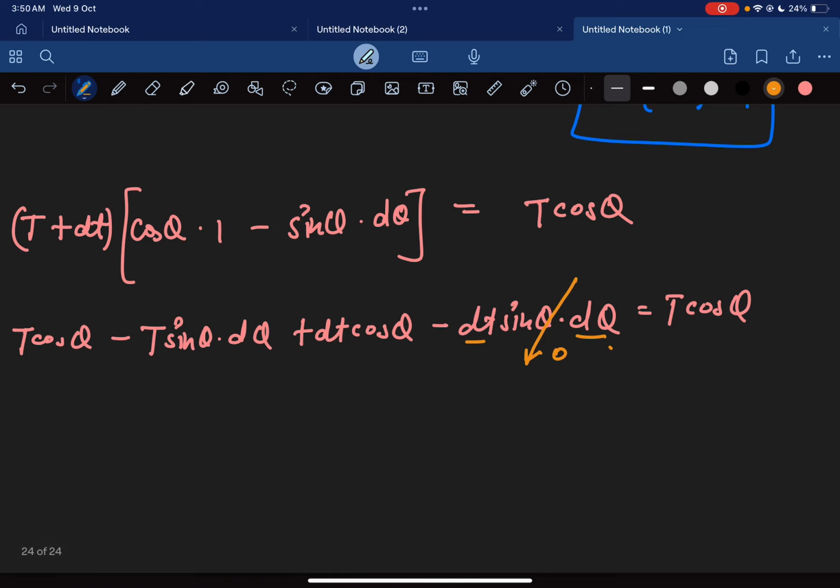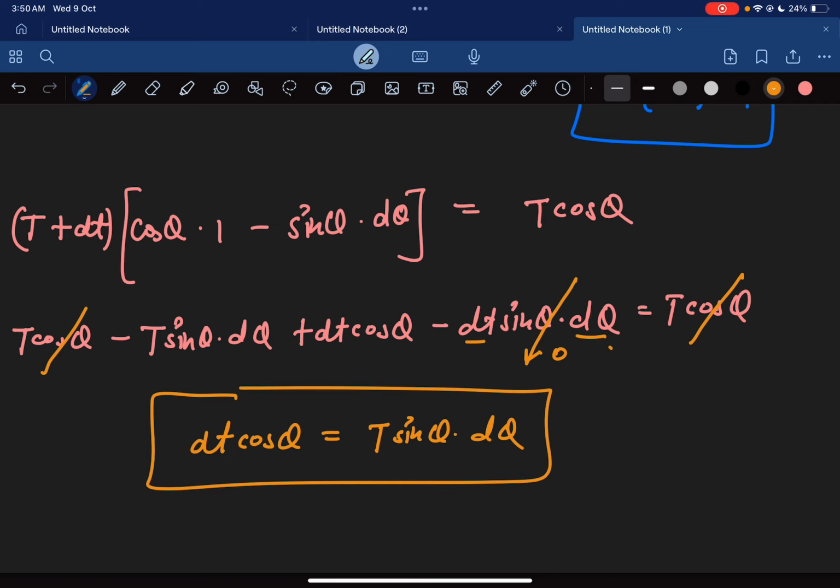So from this you can cancel t cos theta and t cos theta. So from this you get dt cos theta is equal to t sin theta into d theta. I hope you have understood this part. Now we are left with the vertical portion. This is our equation number 1.